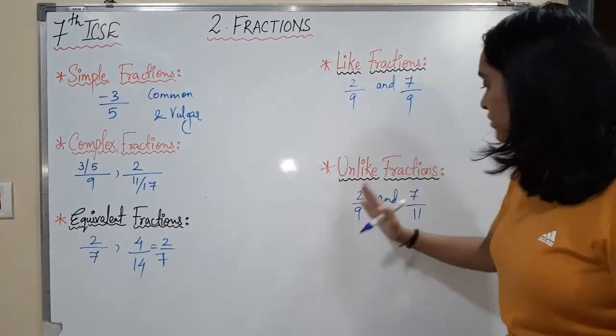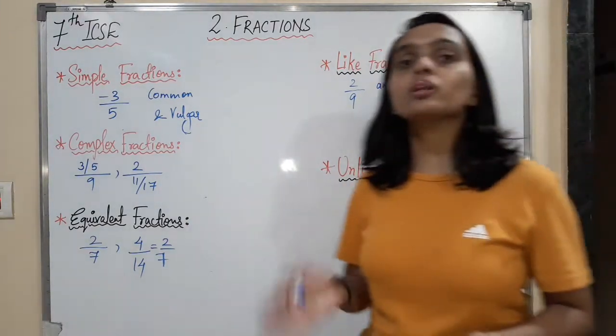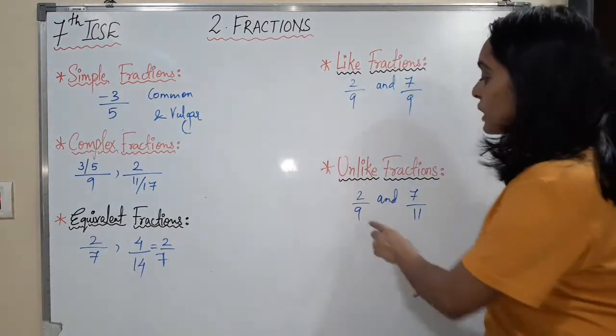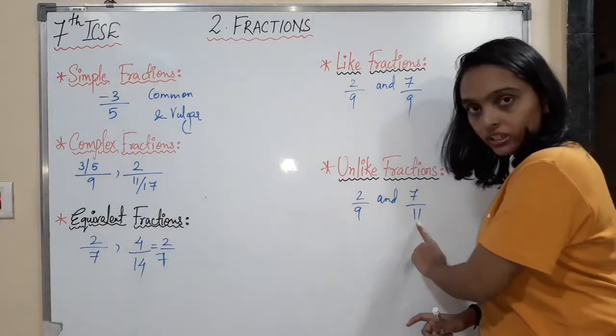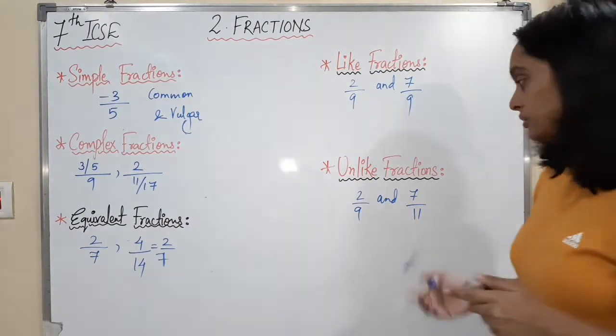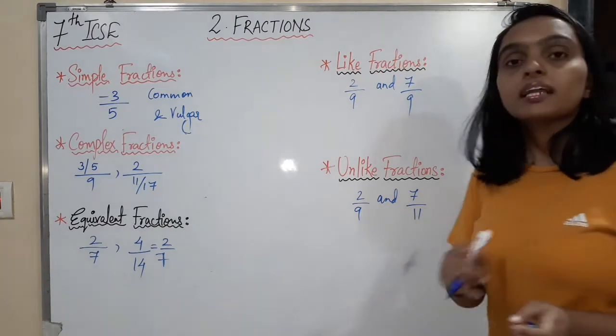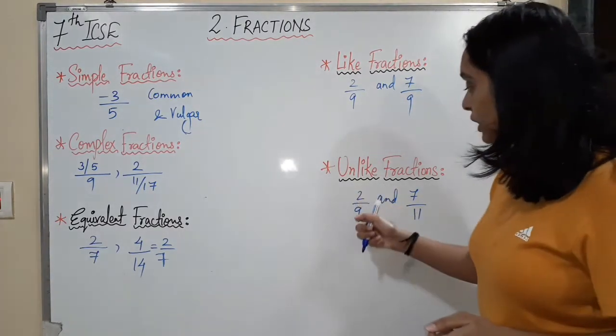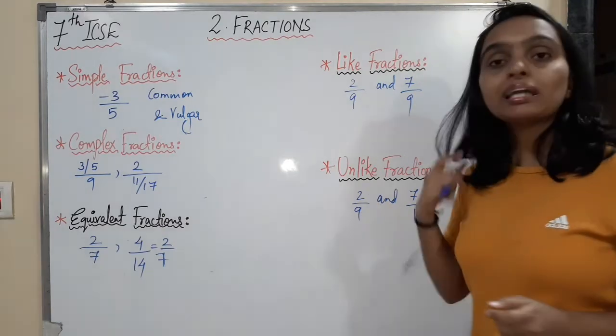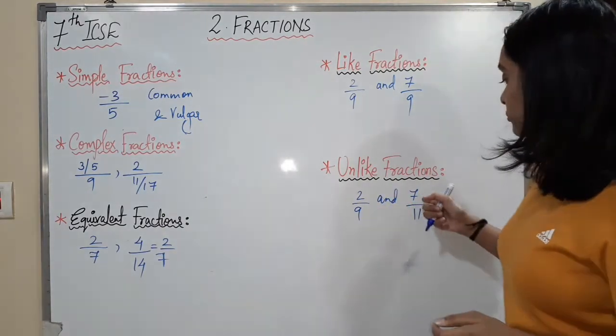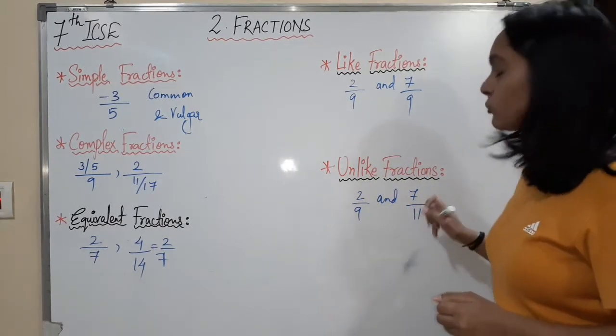Now unlike fractions can be converted into like fractions by taking the LCM of the denominators and then multiplying. The LCM of 9 and 11 is 99. So we can multiply here numerator and denominator both by 11. And here we will multiply both numerator and denominator by 9.